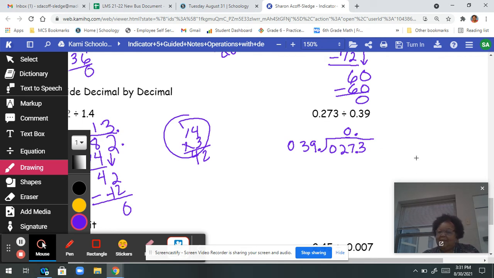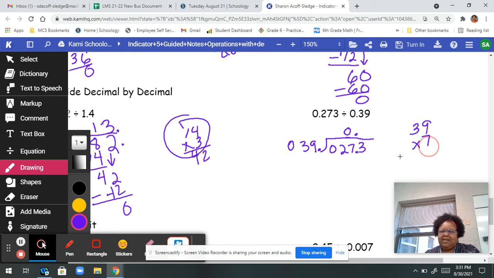So let's see how many times 39 will go into 273. I'm going to try 7. I'm just guessing because 7 times 3 is 21, and I got that 9. So let me guess 7. It might be 8, but let me see. 9 times 7 is 63. Carry the 6. 7 times 3 is 21, plus 6 is 27. Got it right on.